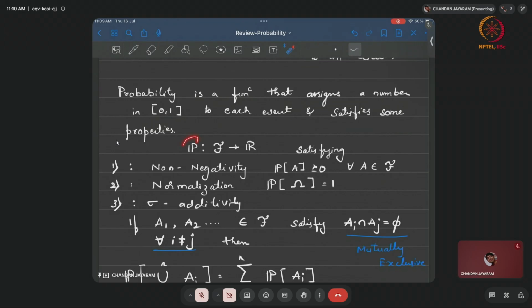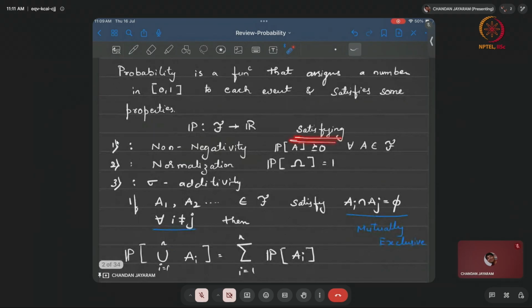We use the scripted P to represent the probability. This probability is a function from the event space F to the reals R, and it has to satisfy the following rules. The first is non-negativity. That means the probability of any event will be greater than or equal to 0. You cannot have any event whose probability is a negative value; that is not possible.